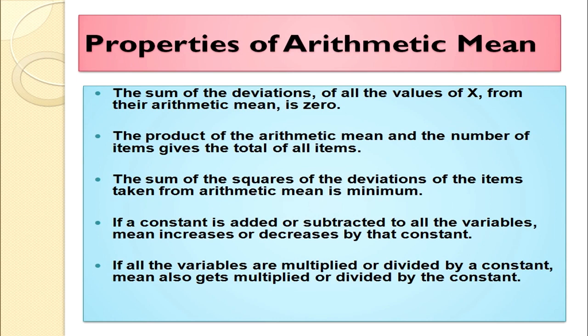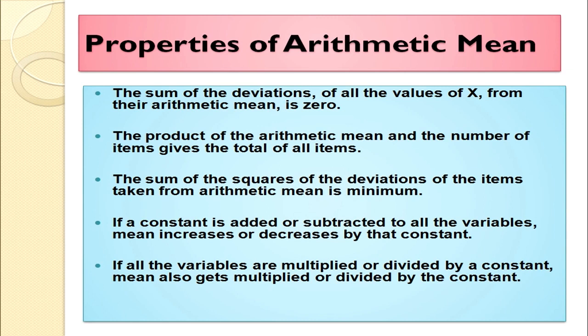Now let's discuss the properties of arithmetic mean. We have learned that the sum of the deviations of all the values of x from their arithmetic mean is 0. If you have calculated the mean and you subtract it from each value, the sum always becomes 0. Second, the product of arithmetic mean and the number of items gives the total of all items. Mean is equal to sum of x upon n. If we multiply mean into the number of observations, we will get sum of x.